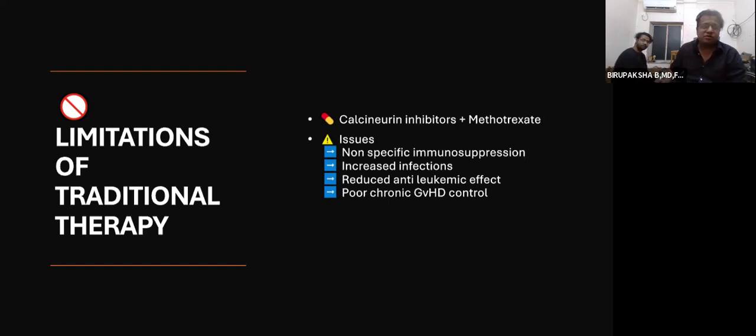responsible for the logistic acceleration of GVHD in a patient who is receiving the transplant. So it increases the chances of mortality to a very, very great extent. That's the problem. The next one is MTX, in short, methotrexate.